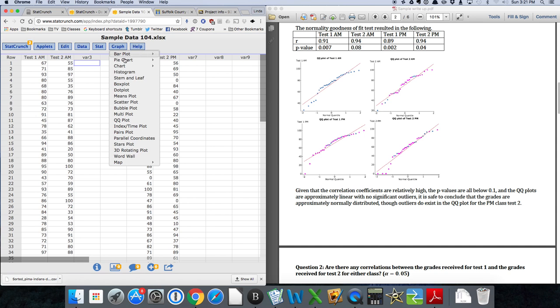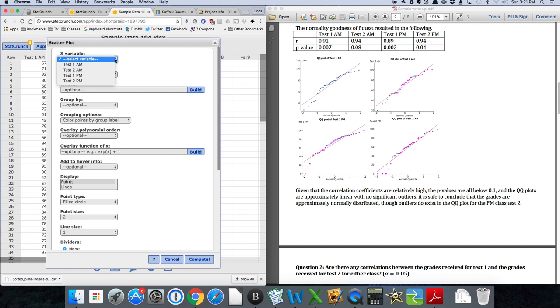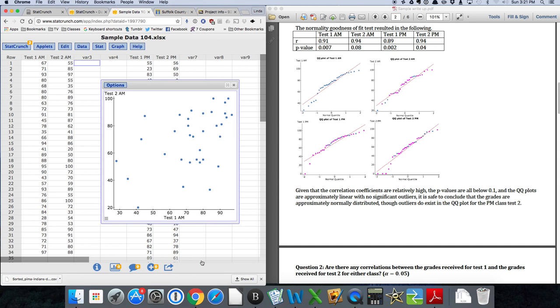If I go over here to graph, notice I've got all these graphs I can do. I want to do a scatter plot. I am going to select my variables up here, test 1 for the AM class, test 2 for the AM class, because remember, a scatter plot is dependent data, so I have to compare class by class. I'm going to leave everything else alone and compute. I end up with something that looks like a cloud. It doesn't look like a strong linear correlation, but it is trending upward. It does have an upward trend to it.